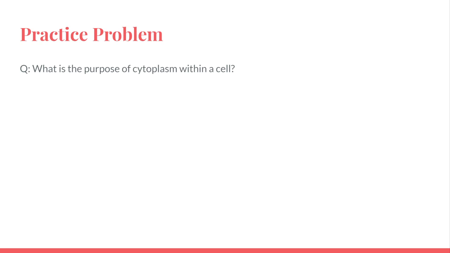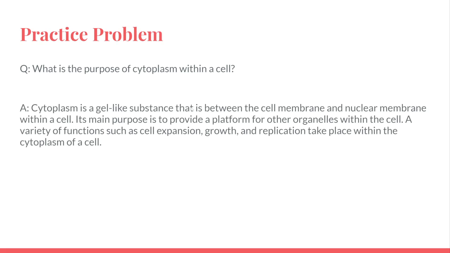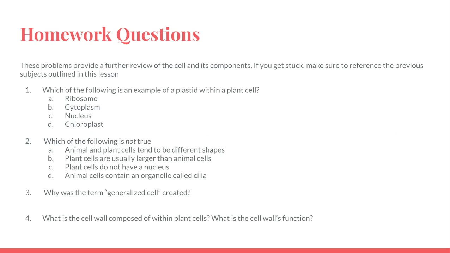Alright, I hope you took your time to try and solve that problem. The answer is, cytoplasm is a gel-like substance that is between the cell membrane and nuclear membrane within a cell. Its main purpose is to provide a platform for other organelles within the cell. A variety of functions such as cell expansion, growth, and replication take place within the cytoplasm of a cell.